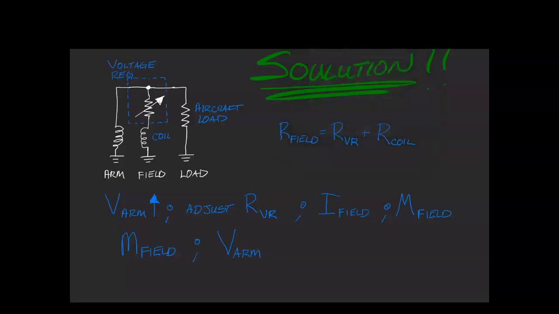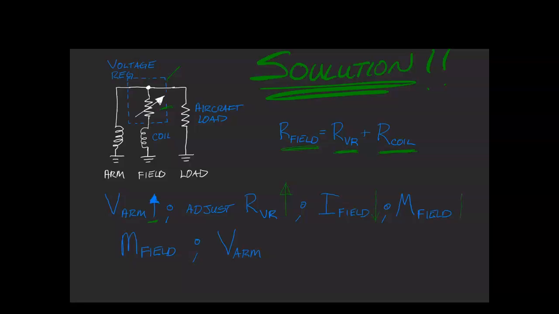So here's a little example of a voltage regulator. We show it as a changing resistance here. It's not actually, but it sort of is. Don't worry about that. Now remember, the resistance of the field equals the resistance of the voltage regulator resistor plus the resistance of the field coil. So in this case, when the voltage on the armature goes up, I adjust the resistance of the voltage regulator to increase. If that increases, the current through the field will decrease.